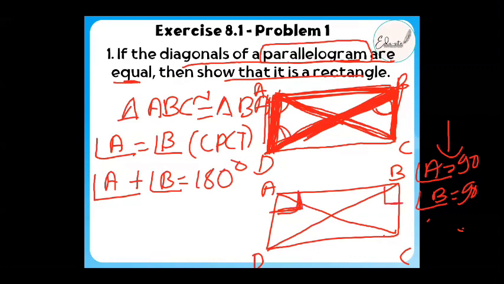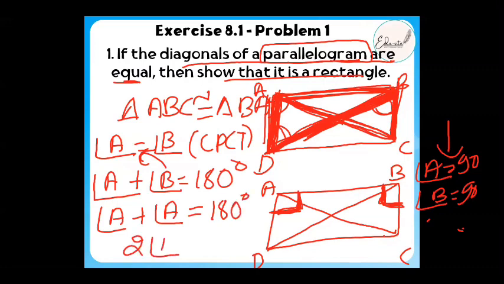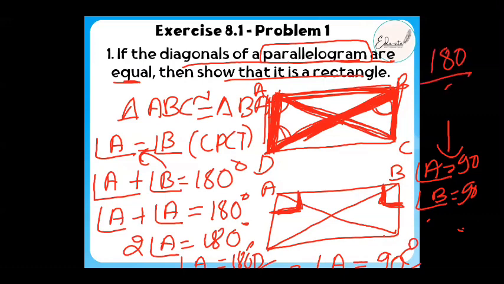Yes, because angle A equals angle B. Instead of angle B, we can write angle A. Angle A plus angle A equals 180 degrees. Angle A plus angle A gives you 2 times angle A, which is equal to 180 degrees, and angle A is 180 degrees divided by 2. So what is 180 divided by 2, Laiba? 180 divided by 2 is nothing but 90 degrees.